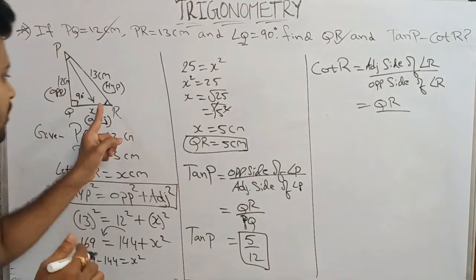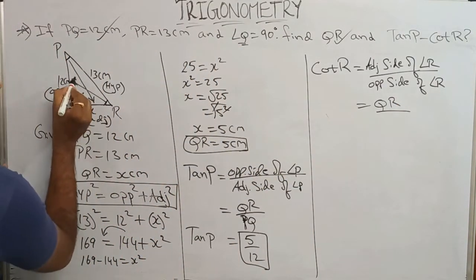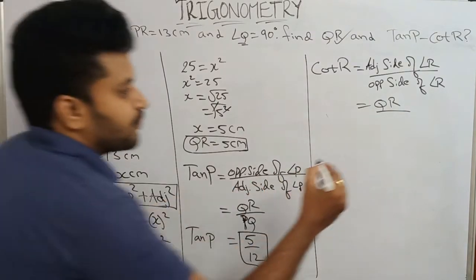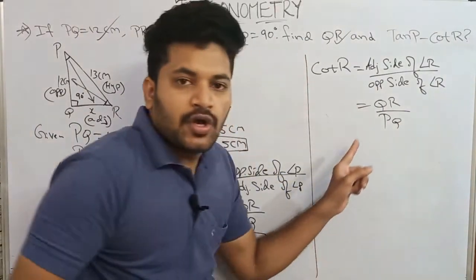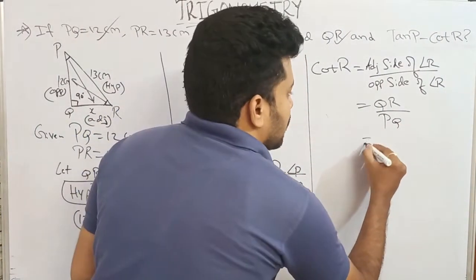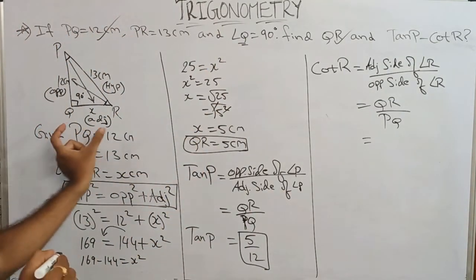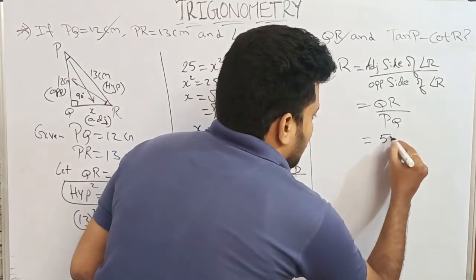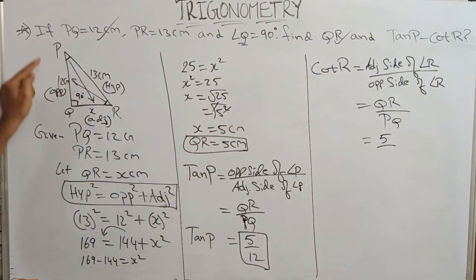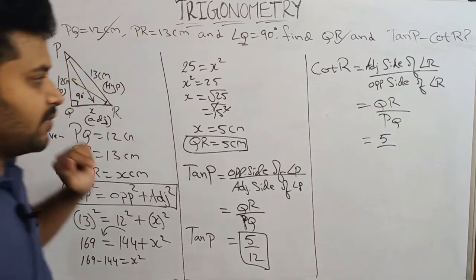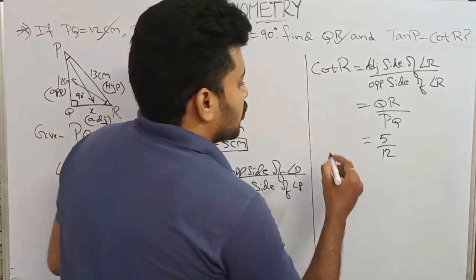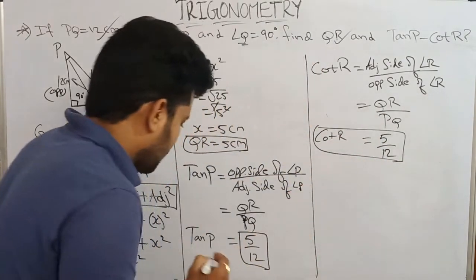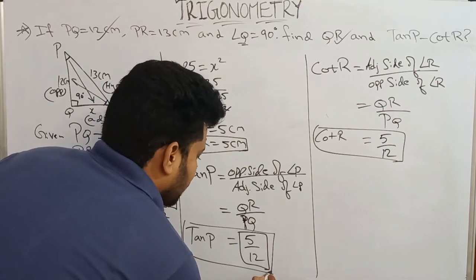Opposite side of angle R. So now it is the opposite side for angle R. Exactly opposite. What is this? PQ side. So QR by PQ. What is the QR value? Let us see the figure. QR means X. We already found this one. How much did we get? 5. 5 by, what is the PQ value? PQ value is given in the question, 12 centimeters. So cot R is equal to 5 by 12. Tan P is equal to 5 by 12.